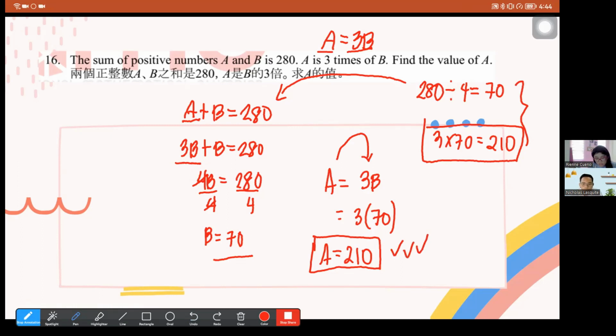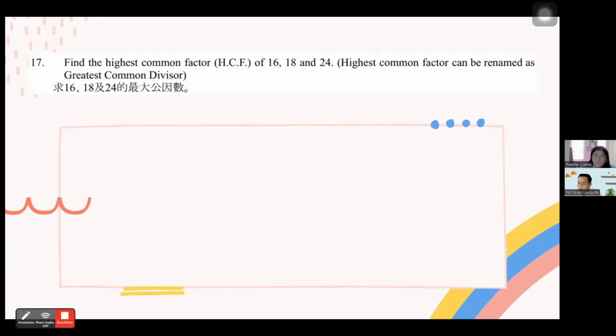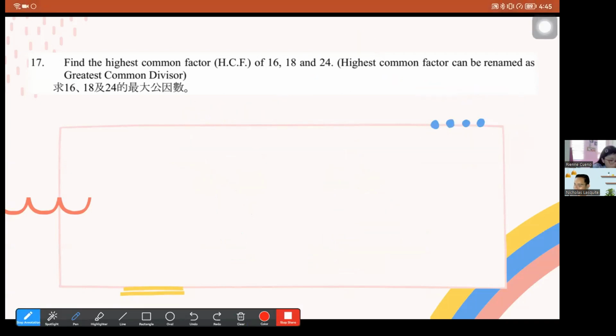Okay, let's have number 17. Find the highest common factor, or the HCF, of 16, 18, 24. So highest common factor can be renamed as the GCF, or sorry, the GCD, or the greatest common divisor. So this is how you solve it. This is very easy. So you have 16, 18, and 24. You write the values first.